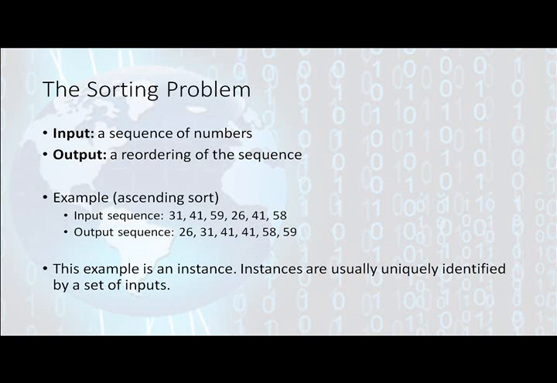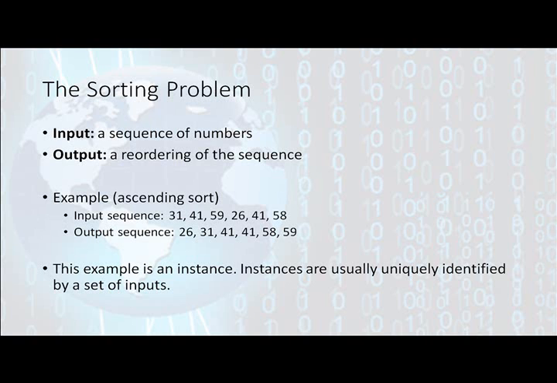So here's an example where we're going to provide a sort to an ascending order. The input sequence is 31, 41, 59, 26, 41, and 58. The sorted output sequence is 26, 31, 41, 41, 58, and 59.